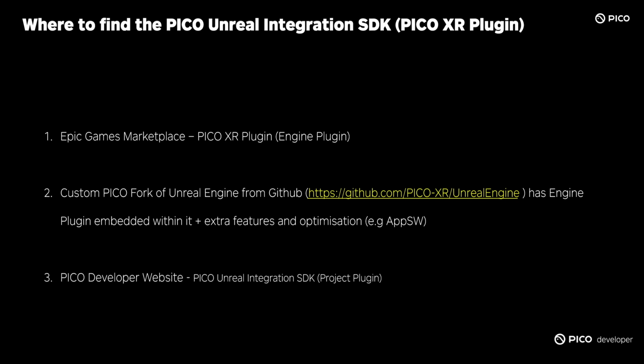Finally, the third way of installing the PICO SDK is to get the latest one from the official developer website. And you can download this plugin as a project plugin, so it can be installed directly to your Unreal project. In this video, I'm going to use the SDK from the PICO developer website, so option number 3.